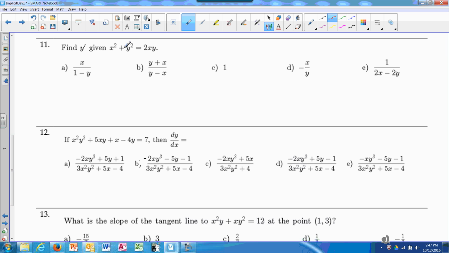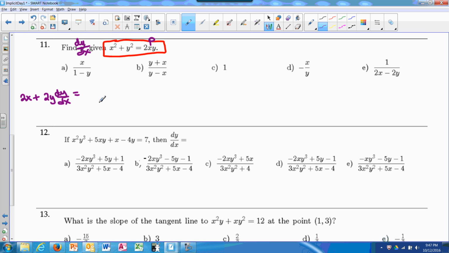For number 11, I'm going to circle. I'm going to make sure I do the whole thing. And I'm going to make a note of my products so I can make sure that I do them. We're taking the derivative in terms of x because y prime is understood to be dy/dx. Derivative of x squared is 2x. Derivative of y squared is similarly 2y, but it has the dy/dx on there.